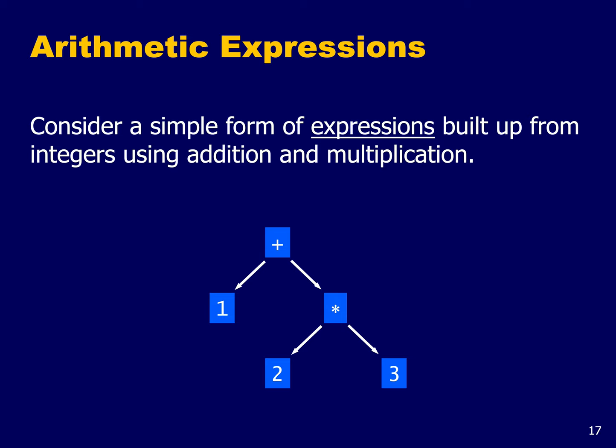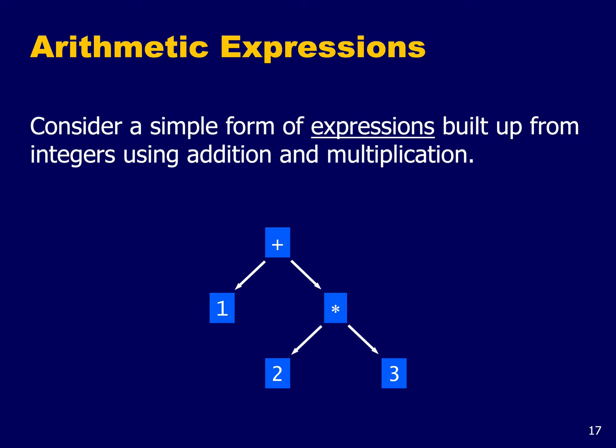So the last thing I want to think about today is how you can use recursion to define tree-like data types in a language such as Haskell. The example I'm going to show you is to do with simple arithmetic expressions. The idea is that we're going to consider a simple form of expression which are built up from integers using addition and multiplication. So here is a little graphical example of the kind of expression trees we're going to be thinking about.